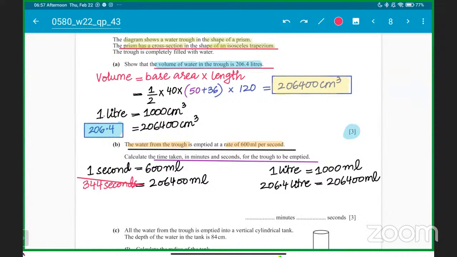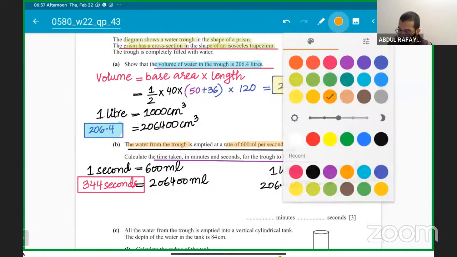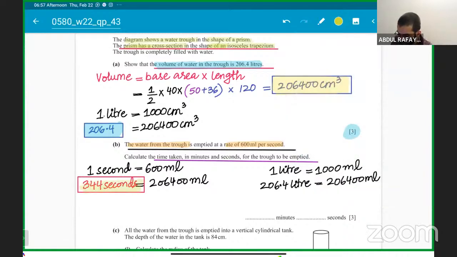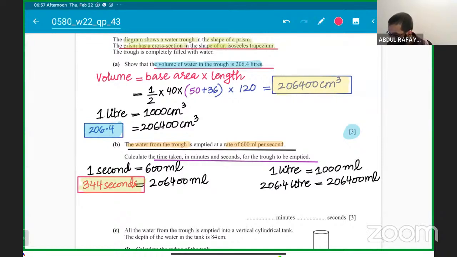This is not difficult. It's just thinking skills that matter when you have to think on your own. So you will get it as well. Okay, 344 seconds is the answer, sir. But so far we have got 2 marks. In order to get the third mark, we have to convert into minutes and seconds.